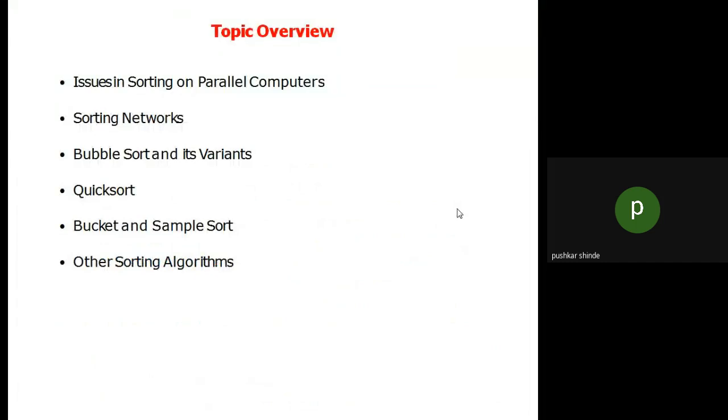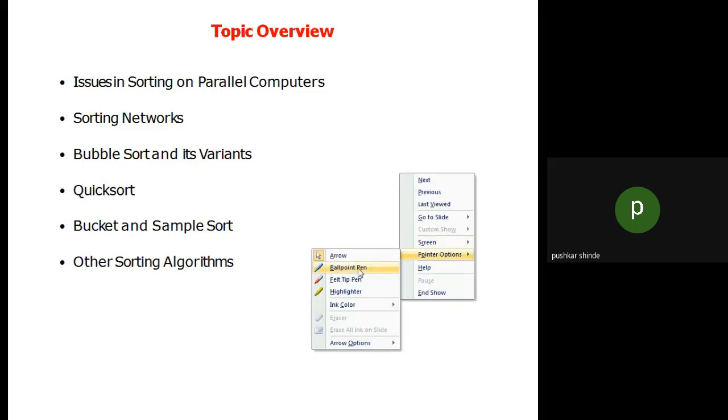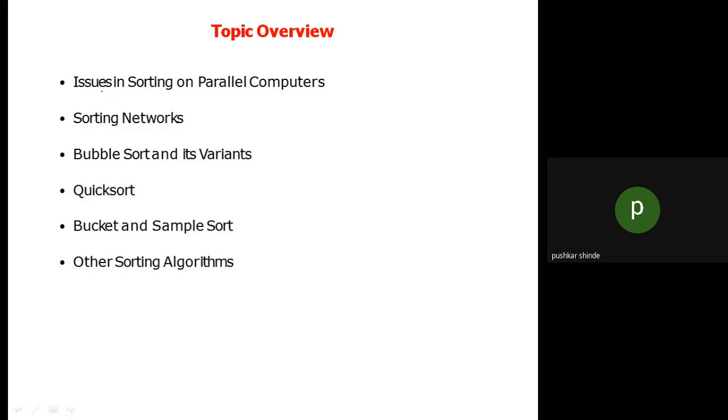So these are some of the topics which we'll be covering in the first half of the fifth unit. This is not the complete fifth unit, this is just the first half. So we'll have issues in sorting on parallel algorithms, then sorting networks, then bubble sort and its variants, then quick sort and bucket and sample sort. These are some of the concepts that we will be discussing in the first half of the fifth unit.